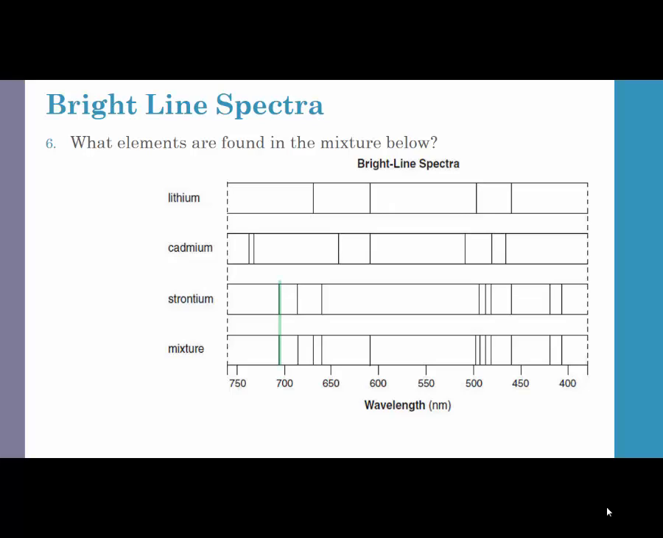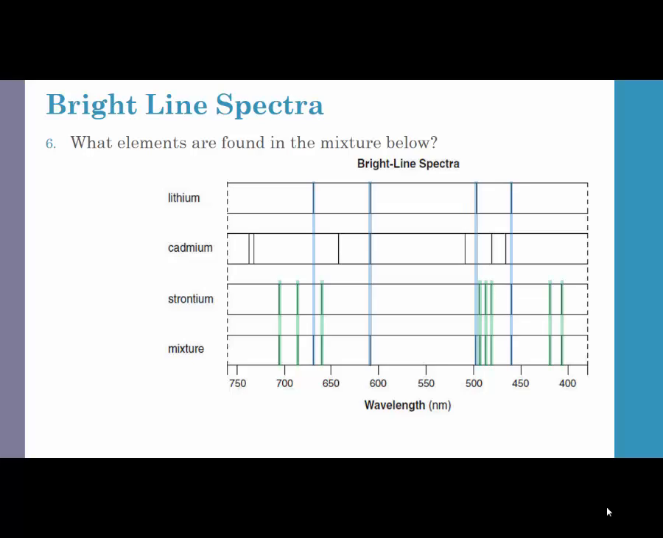So I like to do this just by highlighting the lines that match up. So I see that I've got lines from strontium, that lithium lines up. There's the other lithium line. There's a couple more strontium lines, another lithium line, and the strontium line. And then the strontium line has these two bright lines over around 400 nanometers.